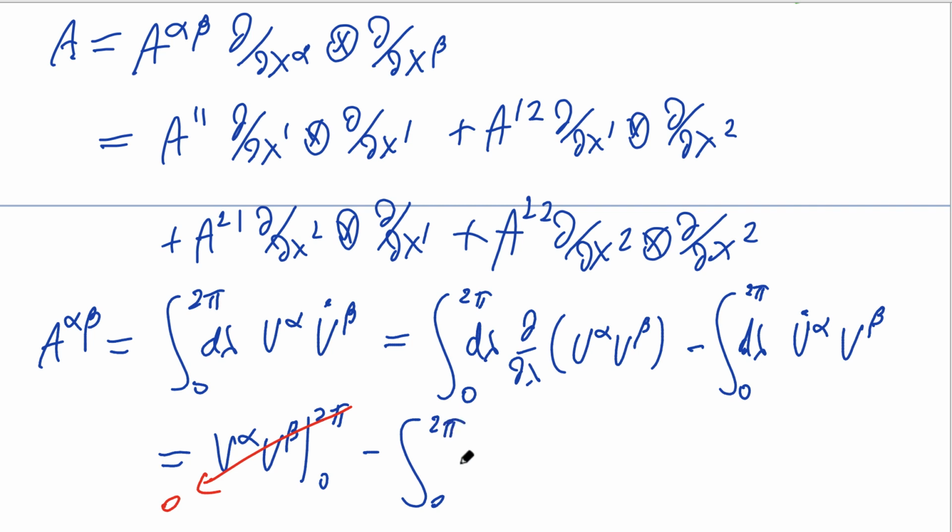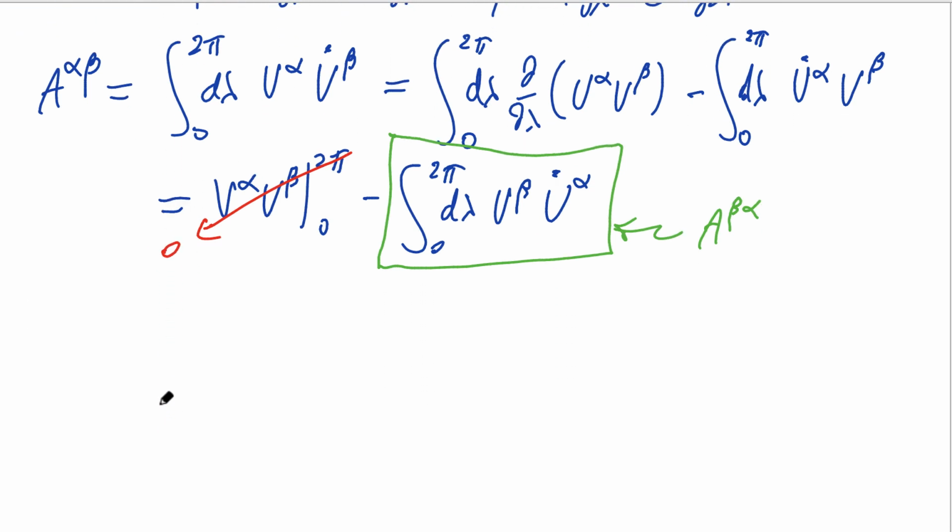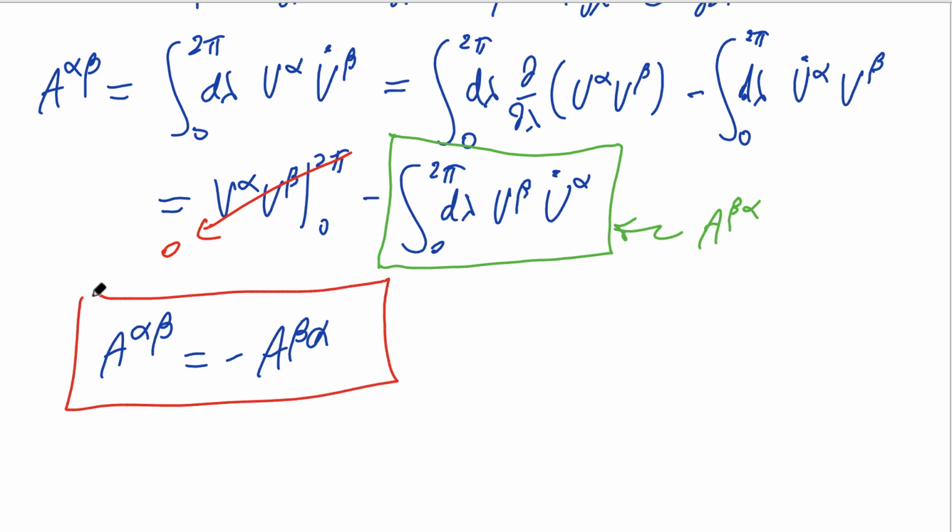That's the integral from 0 to 2 pi of d lambda V beta times V dot alpha. But you'll notice what we have here is just the components A beta alpha of the tensor A. So what we've shown is that the components of the tensor A satisfy A alpha beta equals minus A beta alpha. So the tensor A is antisymmetric.